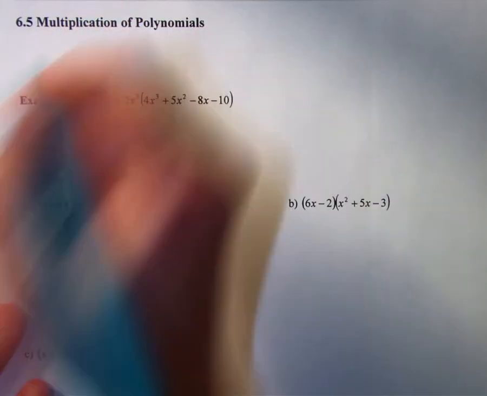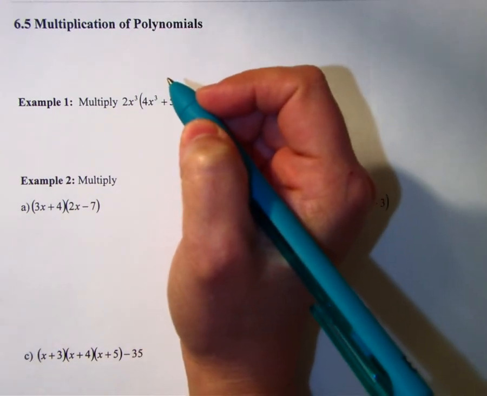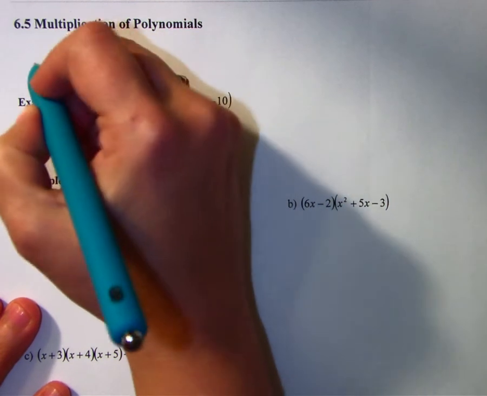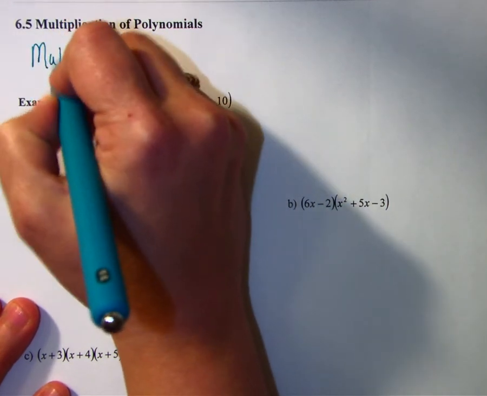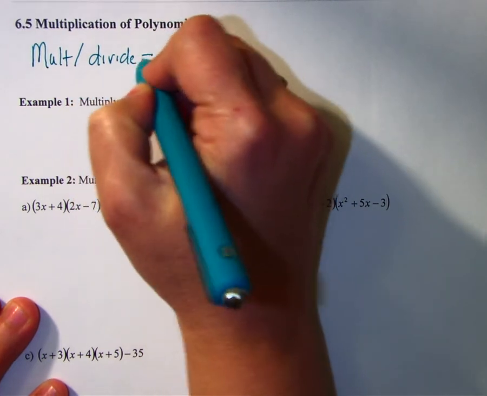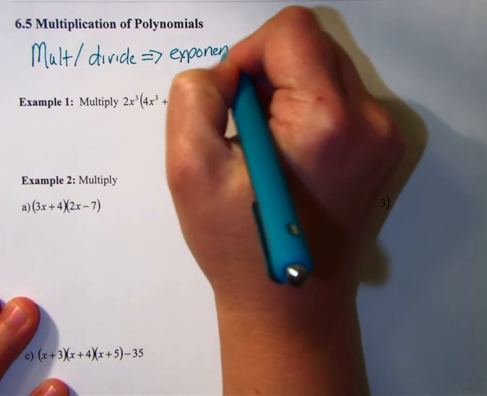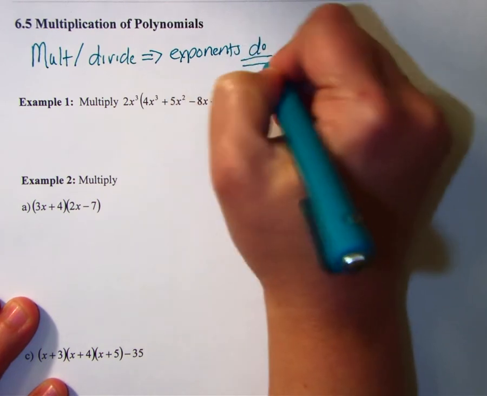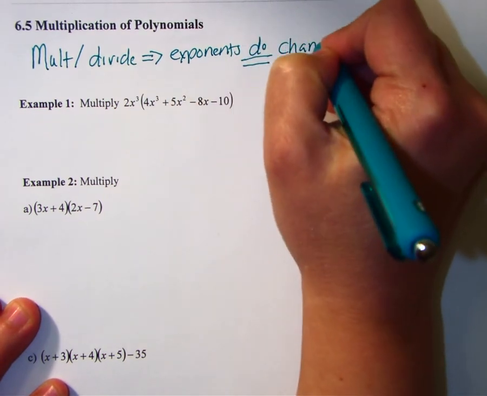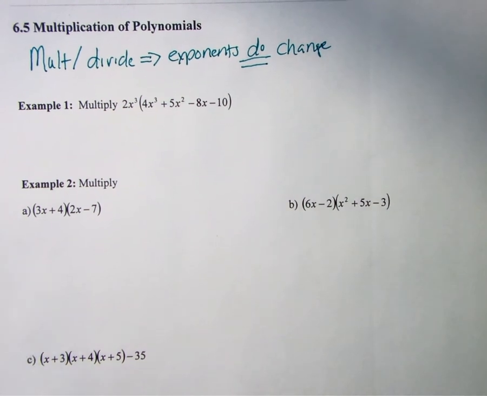Now, last week we talked about adding and subtracting, and when we added and subtracted, the exponents did not change at all. But with multiply and divide, exponents do change. Do change. So anything that was original is probably going to look completely different by the time we're done multiplying.